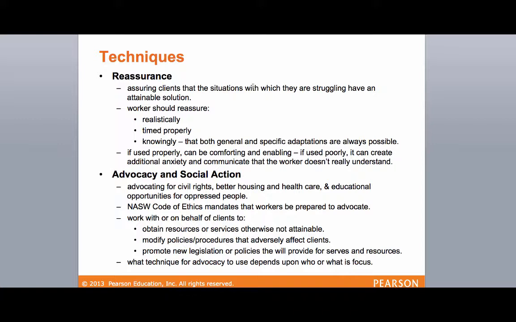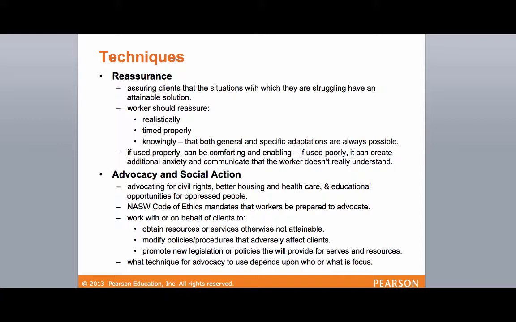So if it's used properly, reassurance can be comforting and enabling. Otherwise, it can be kind of damaging, I think, to the process. But always be realistic, provide proper timing for your reassurance, and also be very knowing about what this reassurance involves, that both general and specific adaptations are always possible that can help a client resolve certain issues.